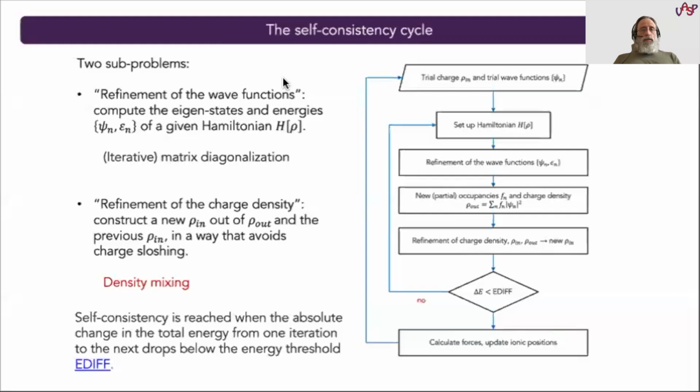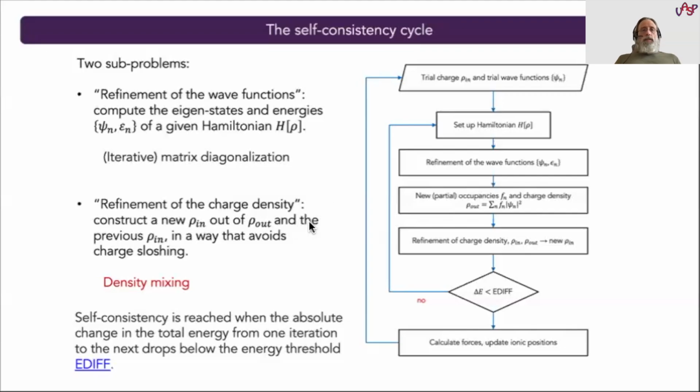Okay, so what can we do? This brings us, in fact, to the second category of electronic minimizers, and that is the self-consistency cycle. In the self-consistency cycle, electronic optimization is divided into 2 sub-problems. The first sub-problem is refinement of the wave function, so determining the eigenstates and eigenenergies of a given Hamiltonian. And the keyword there is matrix diagonalization. And the second sub-problem is refinement of the charge density.